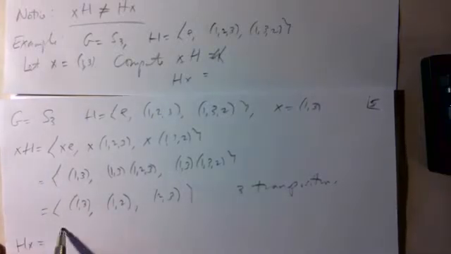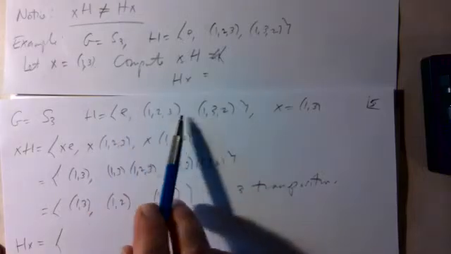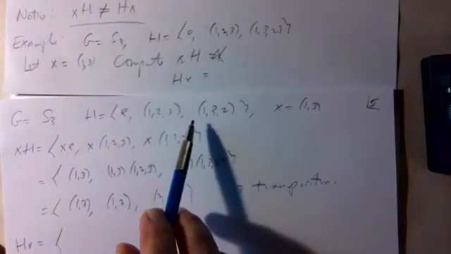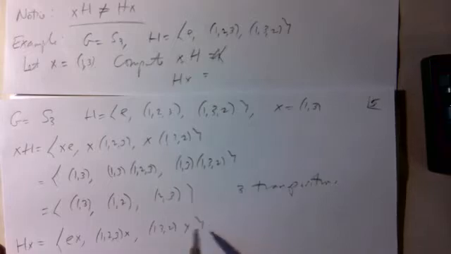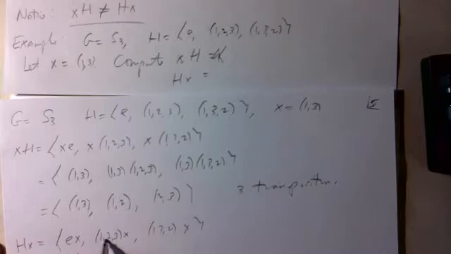What is the right coset? I multiply each of the permutations in H on the right by X. So EX, (1 2 3) times X, (1 3 2) times X. So E times X is X, which is (1 3). This is (1 2 3) times (1 3). This is (1 3 2) times (1 3). So this is (1 3).